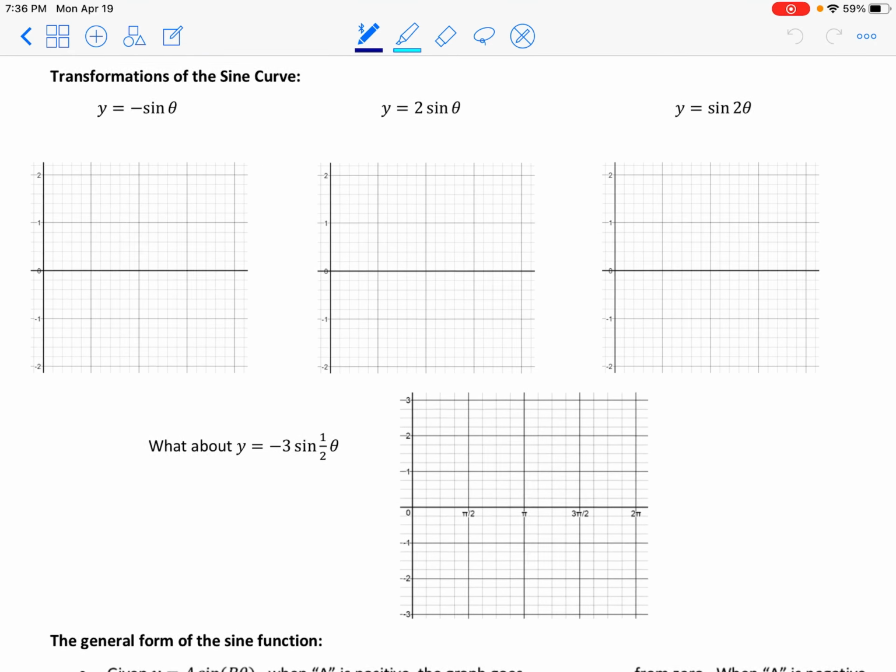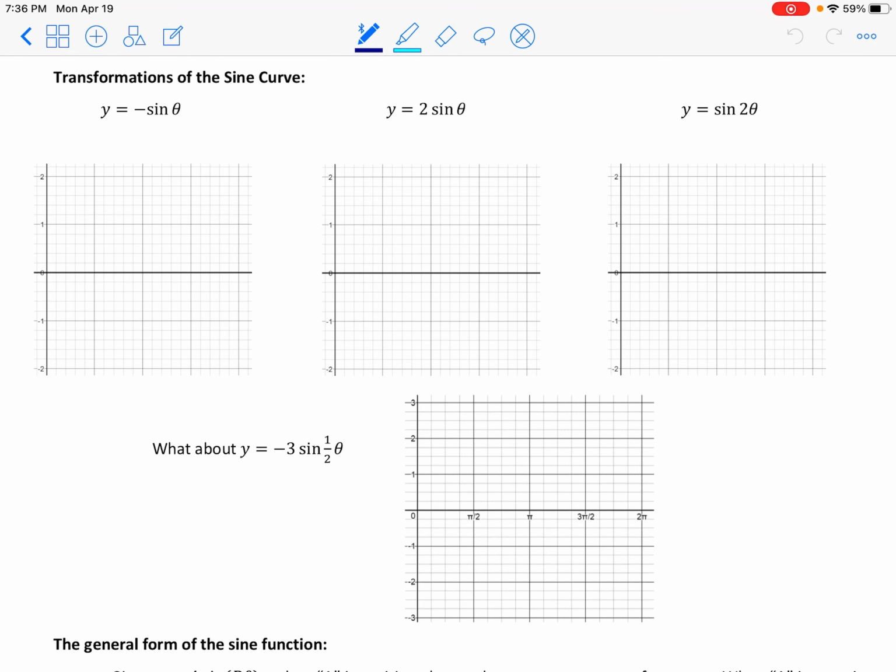Okay, so let's look at some transformations. We know transformation rules. We've seen them before. It's just, this is a new type of function, so we want to make sure that we're good. So if you had to guess about what that negative would do, you would probably correctly guess.